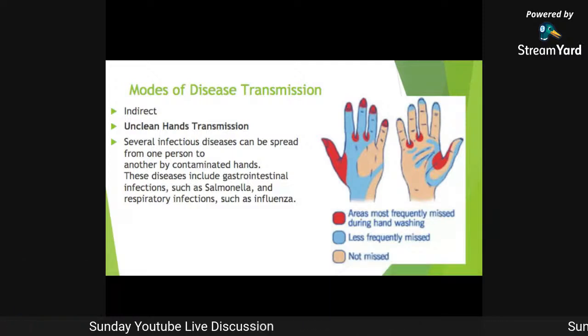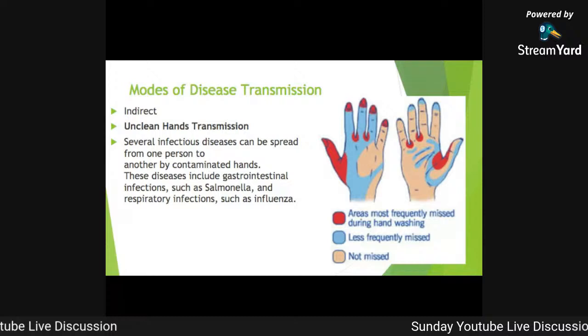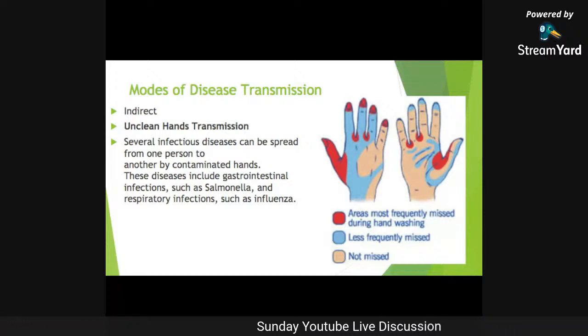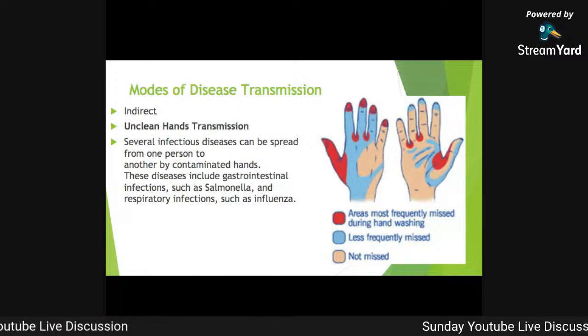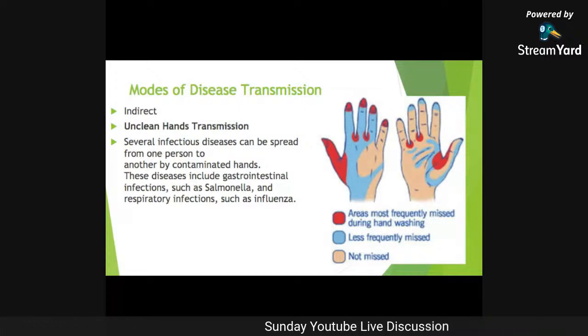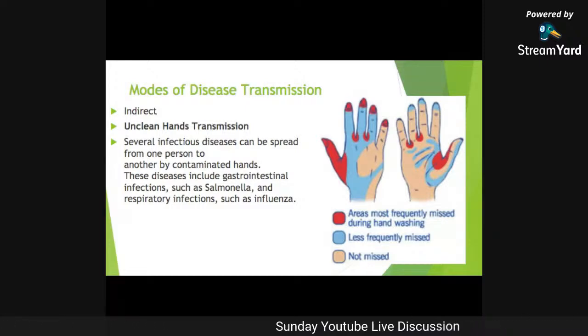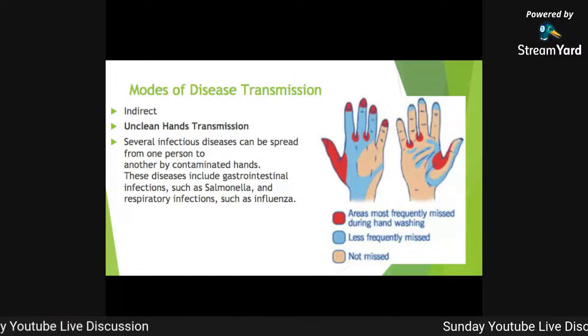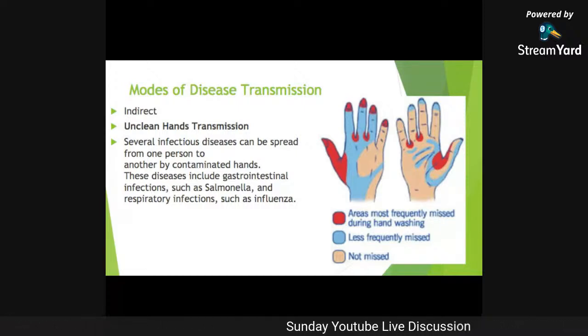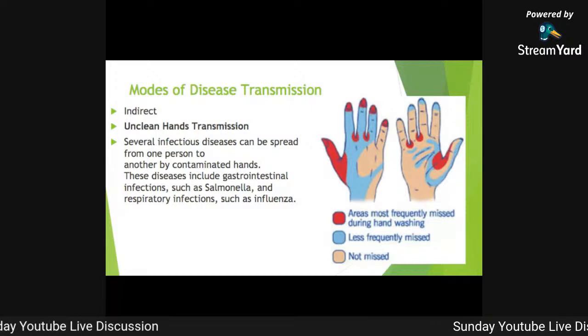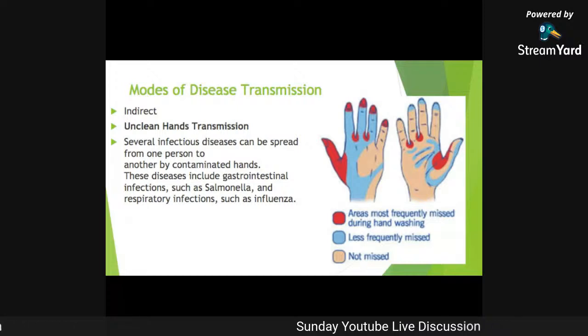Okay, so another form of indirect is unclean hands transmission. Several infectious diseases can be spread from one person to another by contaminated hands. These diseases include gastrointestinal infections, such as salmonella, and respiratory infections, such as influenza. So gastrointestinals are those that live in your digestive tract. Those are things like salmonella, E. coli, Shigella, Listeria can actually live in the digestive tract.